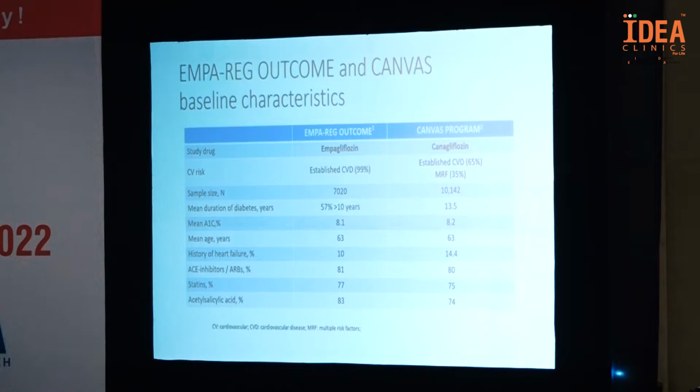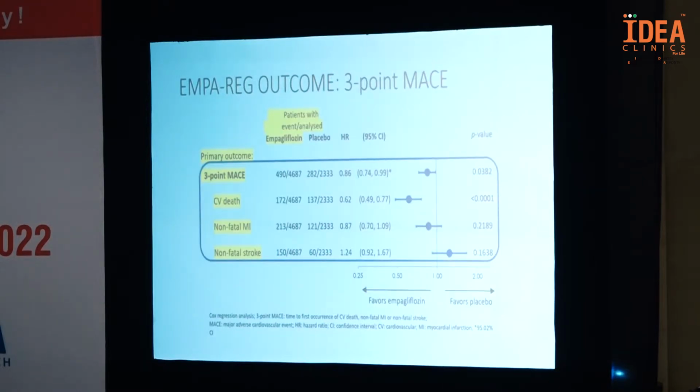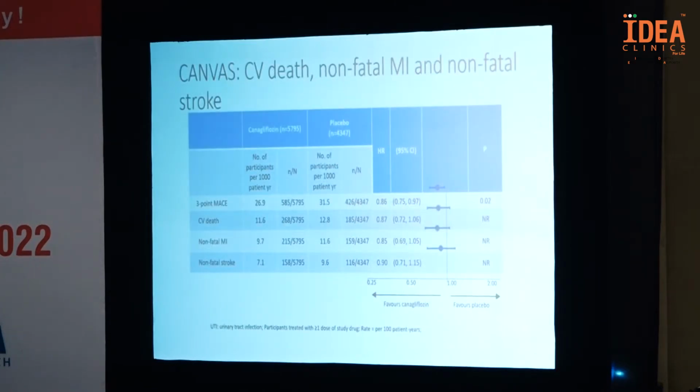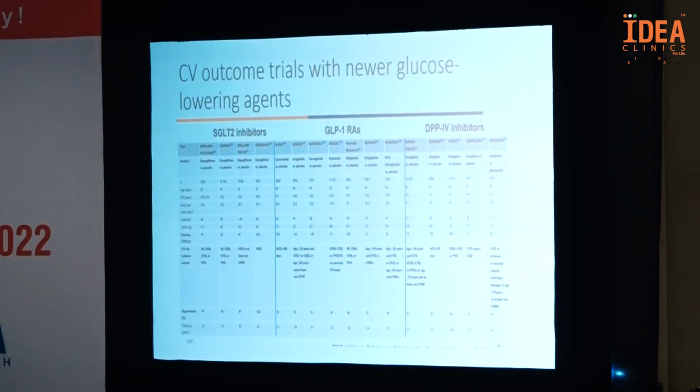These patients were diabetic for more than 10 years, and almost 7,000 patients were studied in the EMPA-REG study. Almost 90% of the patients had pre-existing cardiovascular disease. This study has shown mortality benefit with all-cause mortality and CV death, but not much difference with non-fatal MI and non-fatal stroke. There is almost a 20% reduction in all-cause mortality and CV death. The other important study of SGLT2 inhibitors is the CANVAS study, which also included almost 10,000 patients.